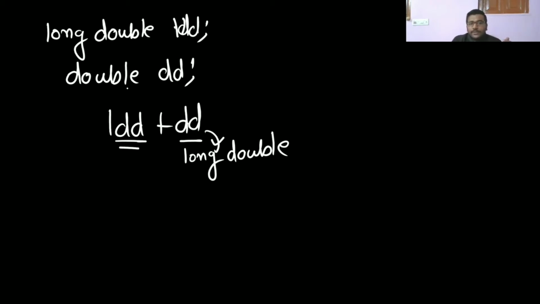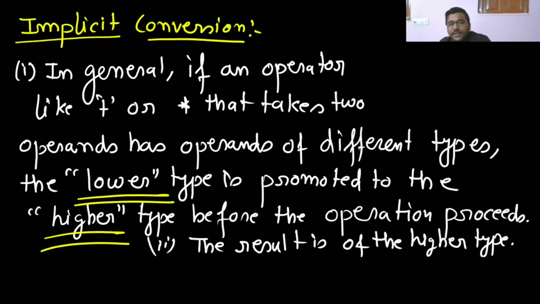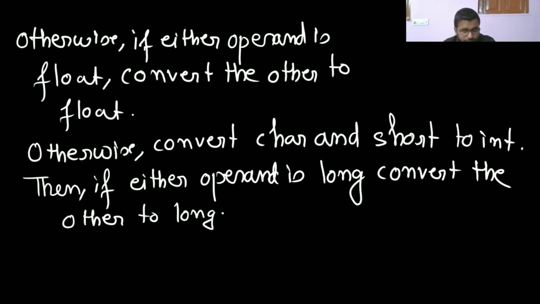And if I do dd plus f, where f is a float, it will convert the float into double, then proceed. The second point says otherwise, if either operand is double, convert the other to double. So generally the lower type is promoted to the higher type. This is the implicit conversion. You have seen this in the case of unsigned.